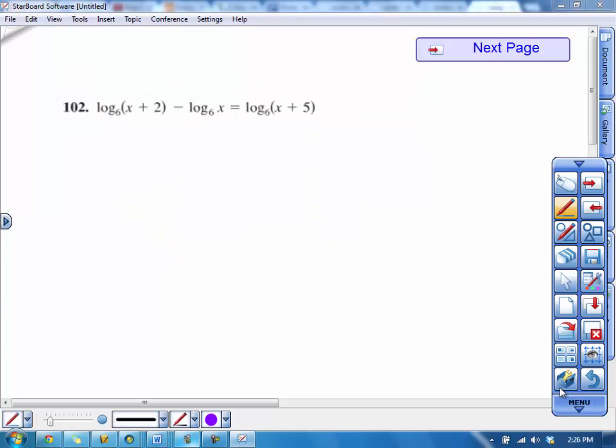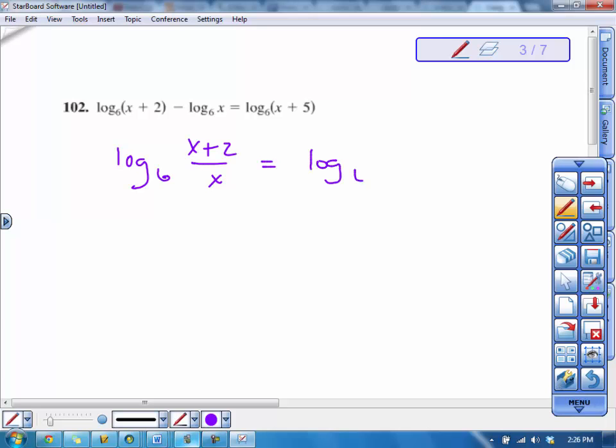Okay, know how to use log properties to solve equations. For example, this, the difference of two logs, I can make that a log of a quotient, going backwards with my properties, right off your formula sheet. This equals the log base 6 of x plus 5.